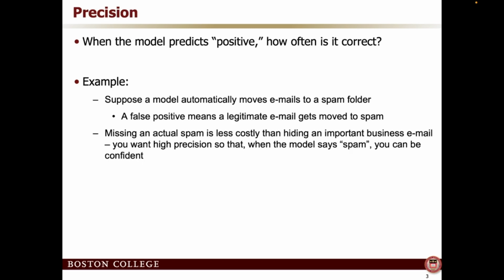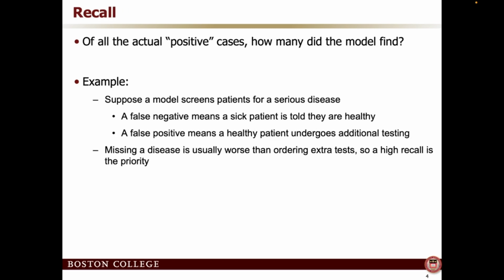And that's really where the difference between precision versus recall matters, is you want to think about which type of error is more costly. So in this case, the false negative is more costly. Okay, missing a disease is usually worse than ordering extra tests. So high recall is the priority. You want to make sure that this doesn't happen. Okay, this might be a little bit more costly for a patient. It may be more inconvenient, but this is where health outcomes can potentially be worse.